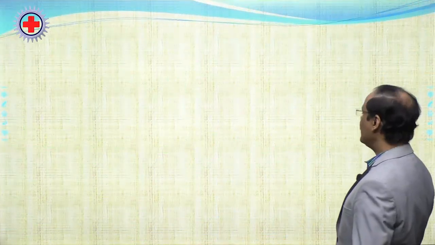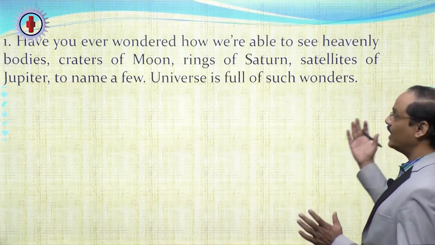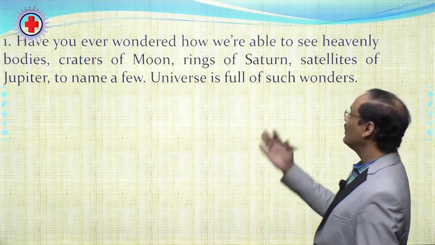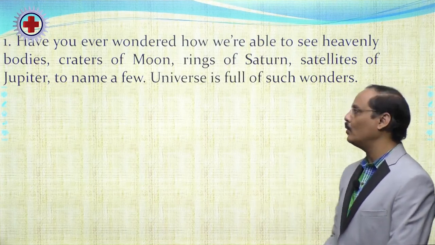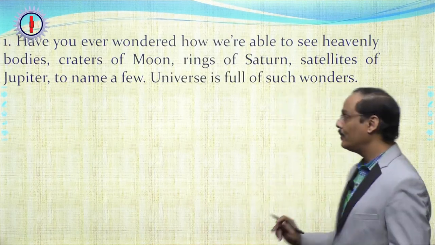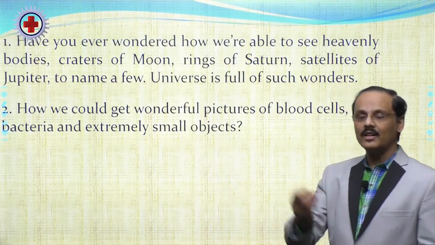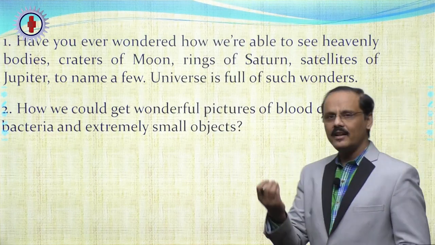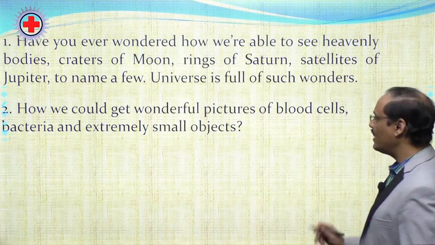Now we have several questions regarding this. Have you ever wondered how we are able to see heavenly bodies such as stars, planets, galaxies, craters of moon, rings of Saturn, satellites of Jupiter, to name a few? Universe is full of such wonders. So how could we get beautiful pictures of those universal objects? Now if we think of smaller objects, how could we get wonderful pictures of blood cells, bacteria and extremely small objects? How could we get those beautiful pictures? We will be finding those pictures.